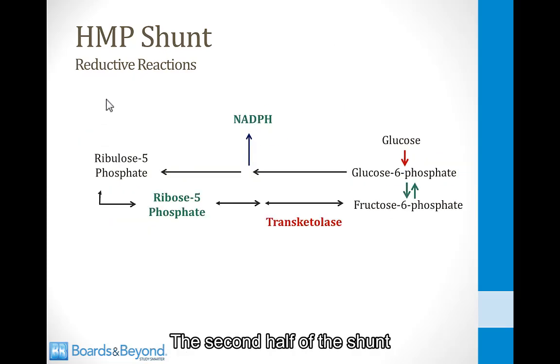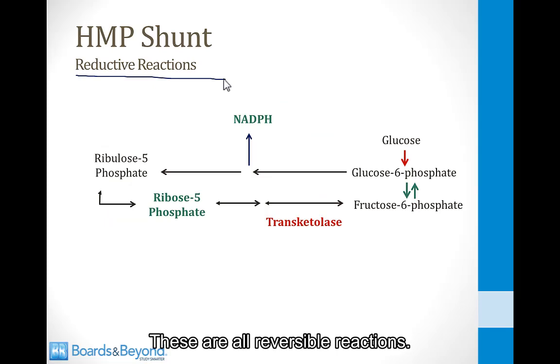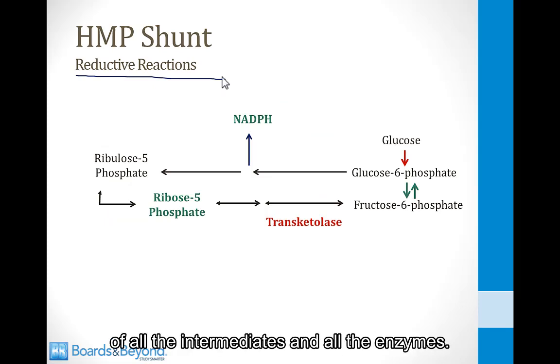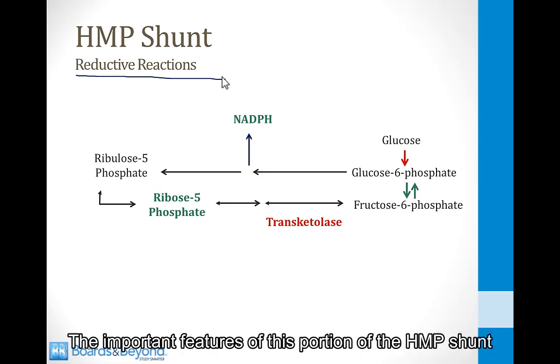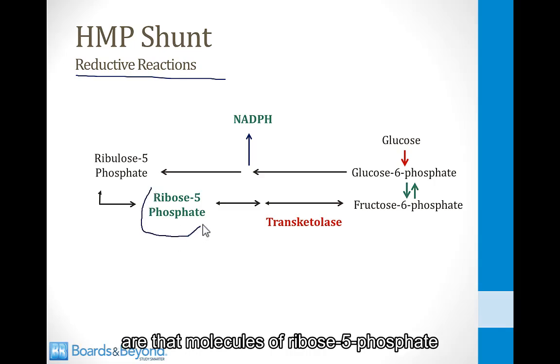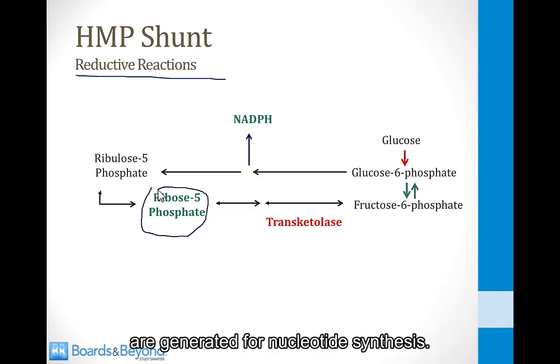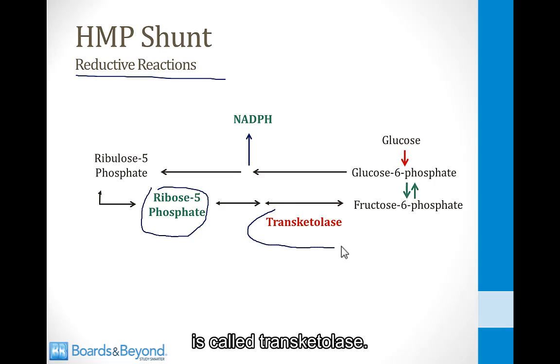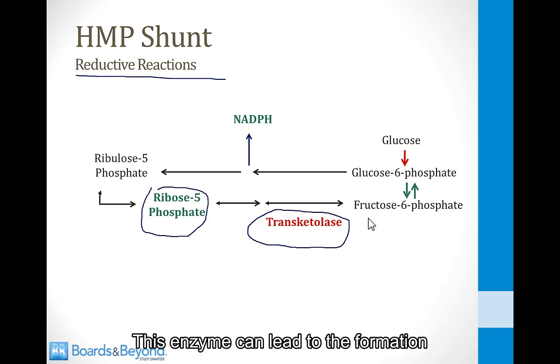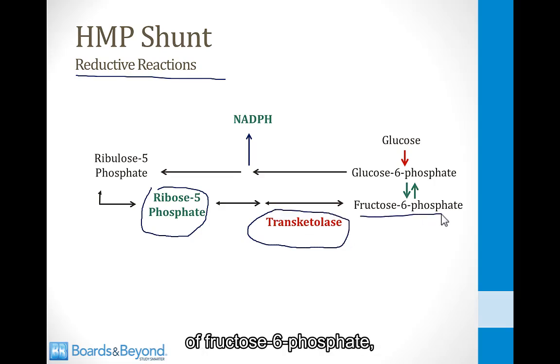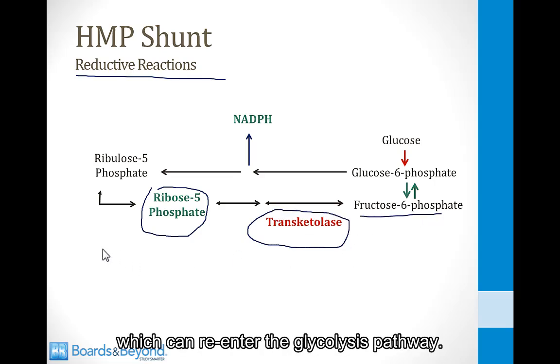The second half of the shunt involves the reductive reactions. These are all reversible reactions. It's very low yield to know the names of all the intermediates and all the enzymes. The important features of this portion of the HMP shunt are that molecules of ribose 5-phosphate are generated for nucleotide synthesis, and then one of the enzymes involved is called transketolase. This enzyme can lead to the formation of fructose 6-phosphate, which can re-enter the glycolysis pathway.